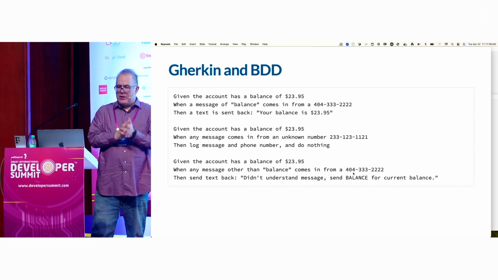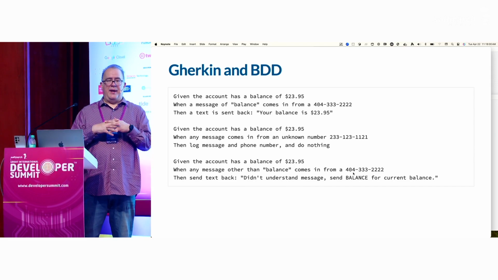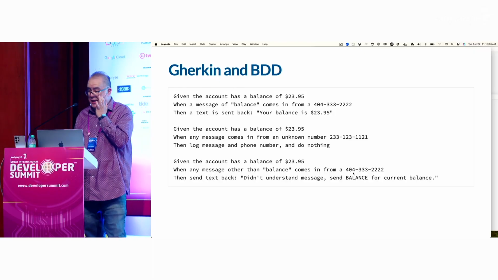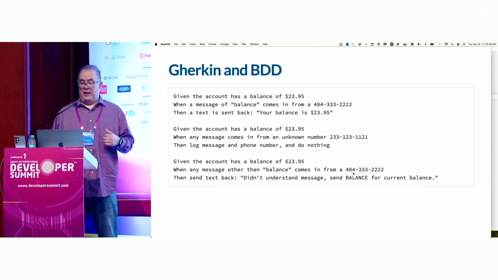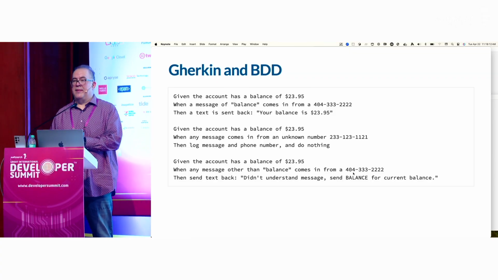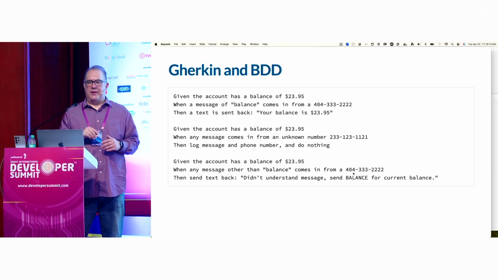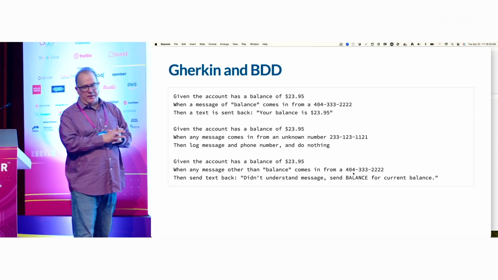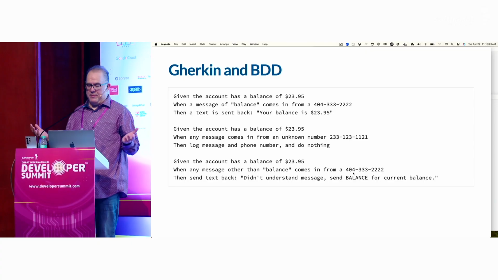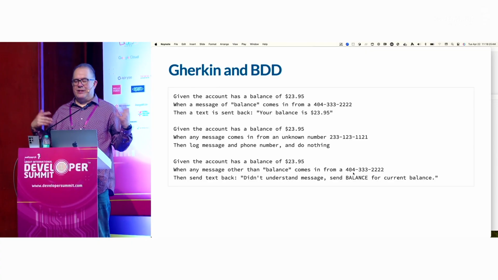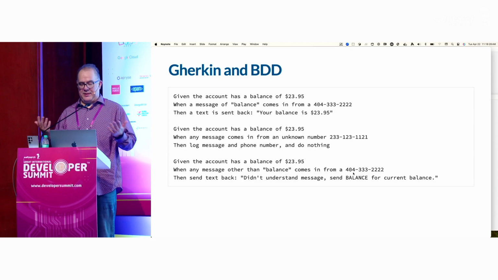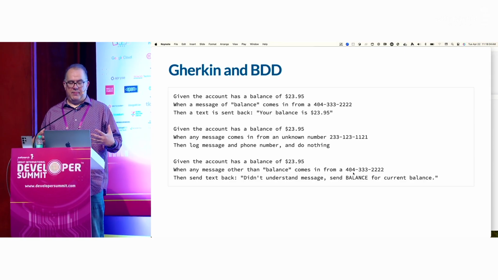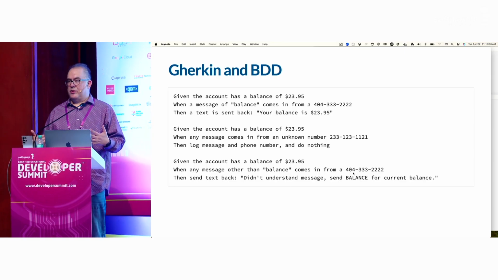Now, you have this, and then one of the things you could do is you can start to really interrogate that particular business and ask, what is it that they do? And you'll be providing this given, when, and then. How many of you do Gherkin or have seen Gherkin? Okay. This is part of what's called acceptance testing, which is, hey, given the account balance of $23.93, when a message balance comes in from 404-333-222, then the text is sent back, your balance is $23.95, right? Given a particular situation, when an action happens, then this is the result of what should be happening, right?